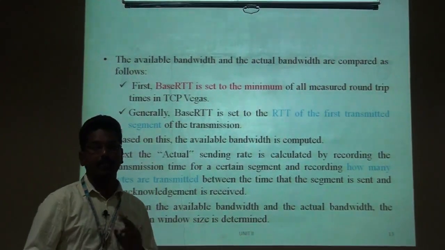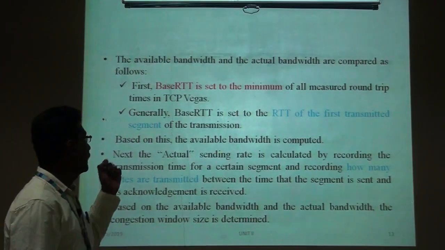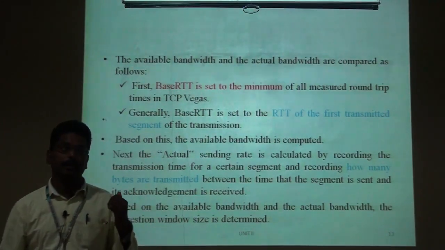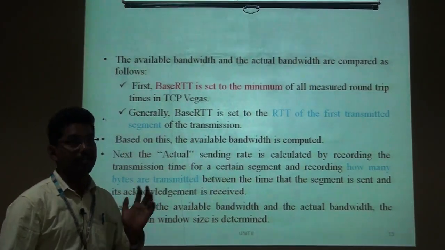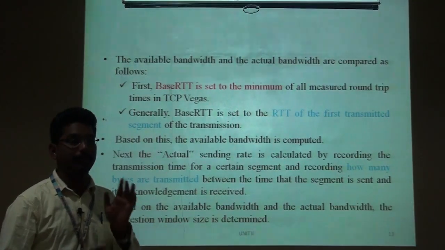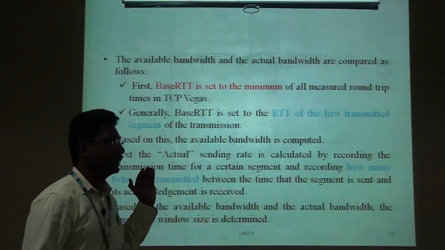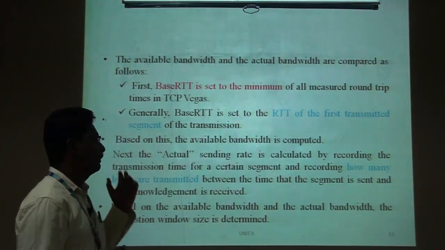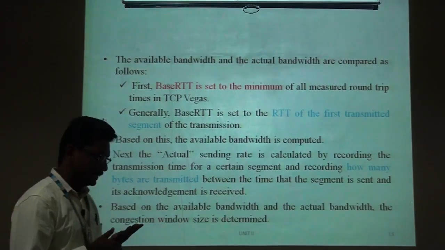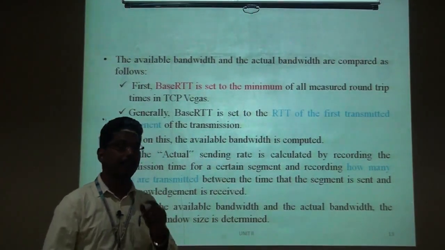In TCP Vegas, we calculate the actual bandwidth and the available bandwidth. Before calculating the actual bandwidth, we need to know the base RTT, the base round trip time. It considers the minimum round trip time of any communication. Generally, the round trip time for the first packet will be the minimum in any communication, and it is considered for the calculation. The actual sending time is calculated as the time between sending the packet and receiving the acknowledgement for that packet.